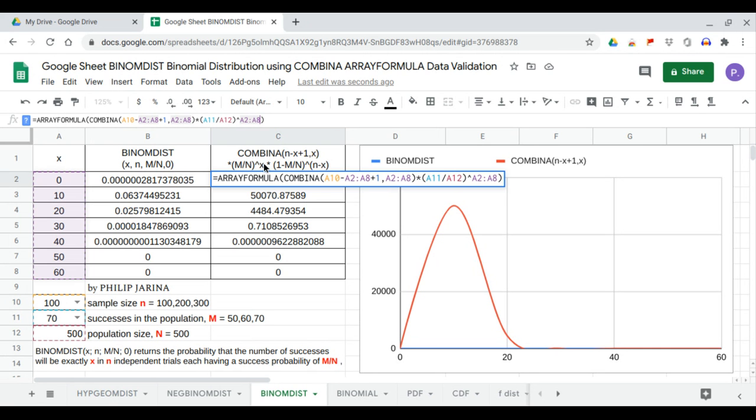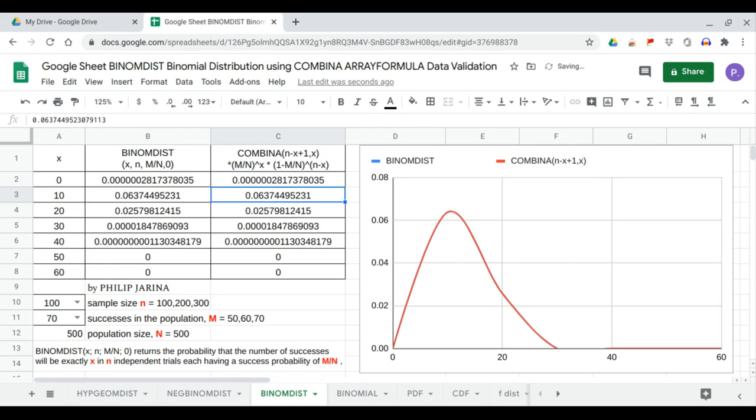So times to the power, so 1 minus m over n, success over the population, to the power n minus x. So n, the sample size, minus the success rate. Enter.